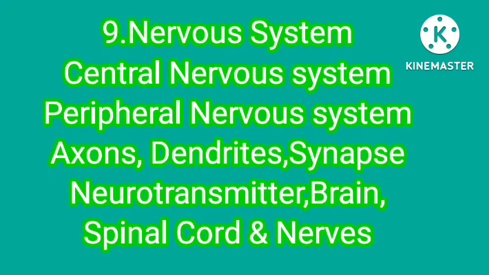Number 8 sub-unit is the nervous system. In this sub-unit we will study the central nervous system, peripheral nervous system, what is axon, dendrite, synapse, what is neurotransmitter, what is resting potential. We will also study the brain and the types of brain. Then we will study the spinal cord and spinal nerves, etc.